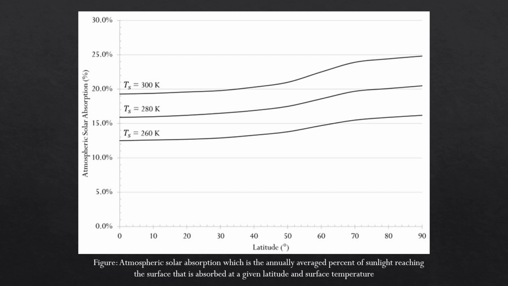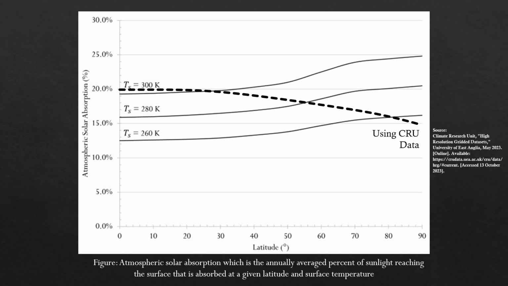Averaging produces the following graph of atmospheric solar absorption versus latitude. Assuming an average annual temperature range from 260 to 300 Kelvin, you can see the variation with temperature. Using annual temperature data from the Climate Research Unit in the UK, the annually average atmospheric solar absorption for each latitude is approximated by the following equation.